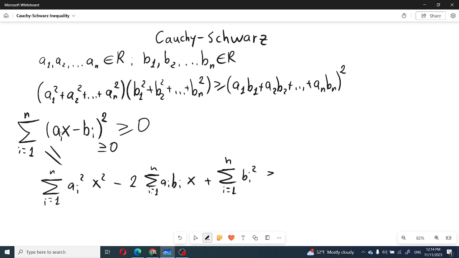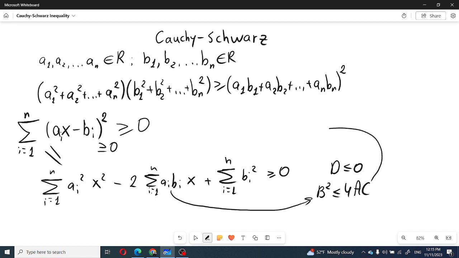And we know that this number is always greater than or equal to 0. So this means that if we look at this equation in terms of x, this is a quadratic, so its discriminant must be less or equal to 0. And what can we say about this discriminant? b square must be less or equal to 4 times ac. b is, in our case, 2 times the sum of ai times bi, c is the sum of the bi squares, and a is the sum of the ai squares.